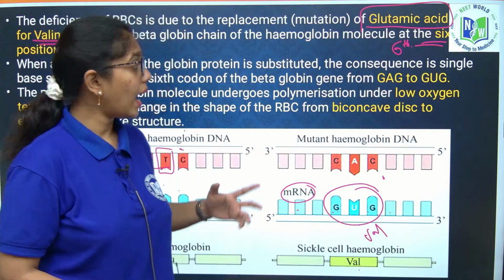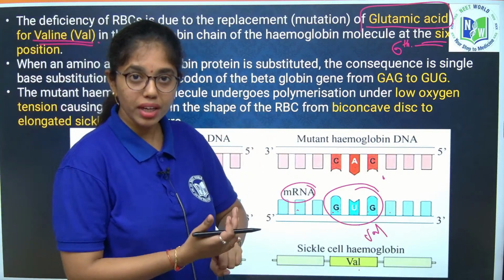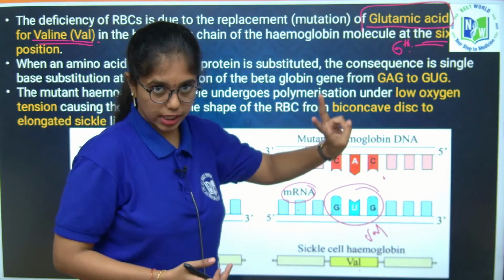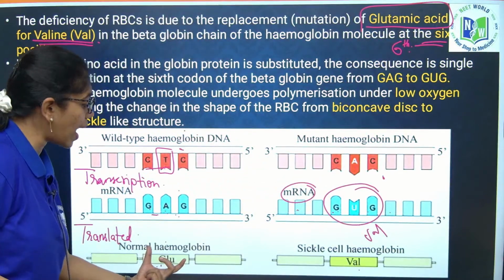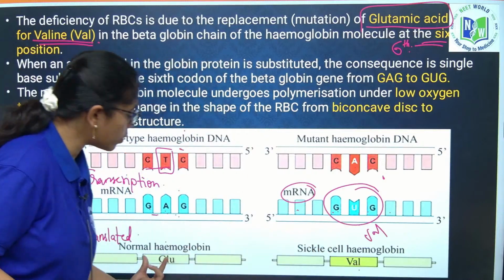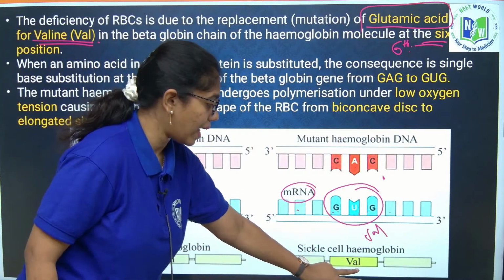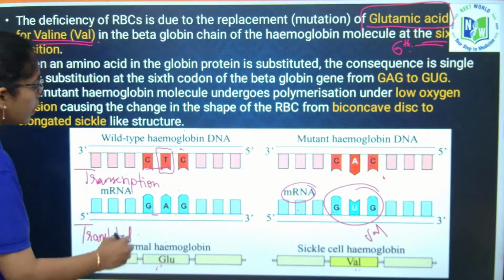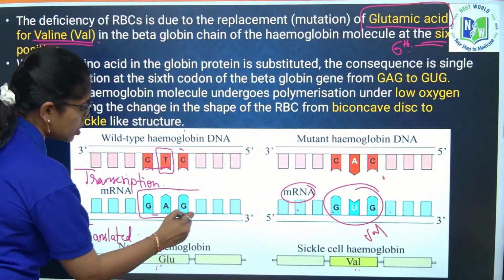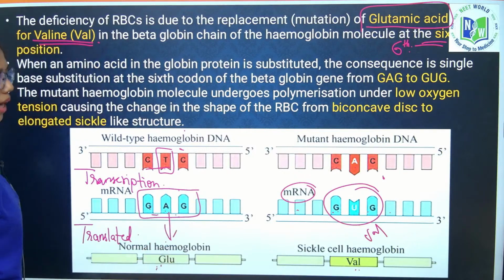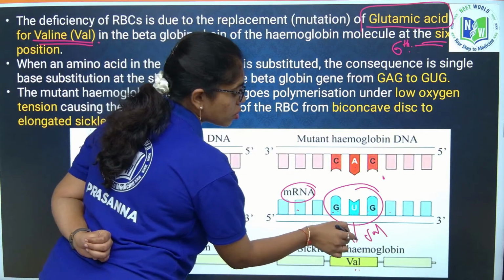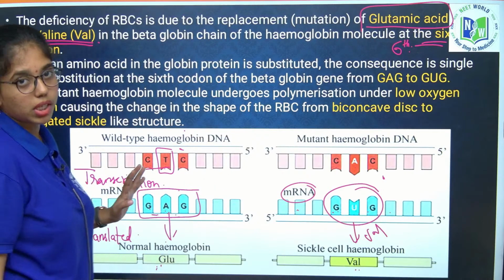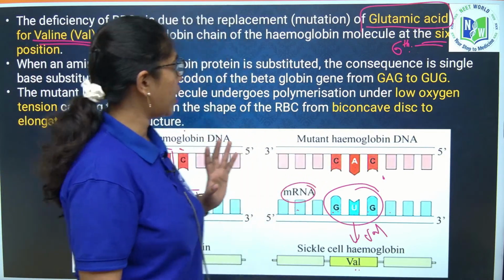Questions that appear will ask you which globin, that is beta globin chain, and which position of that, 6th position, which amino acid is changed to what: glutamic acid is changed to valine, which leads to sickle cell hemoglobin. They will also ask you GAG is coding for what, glutamic acid, and GUG is coding for valine. That's it. This is what you have to remember from the disease sickle cell anemia.